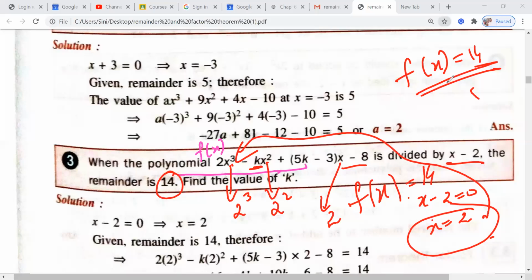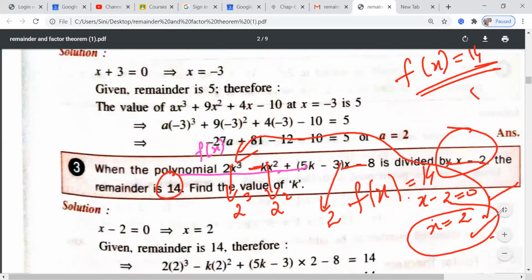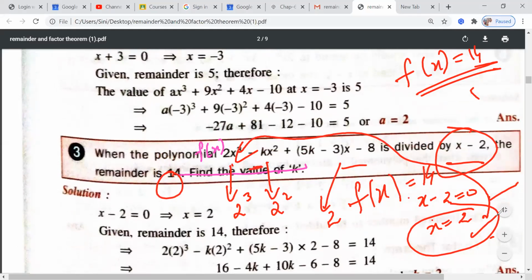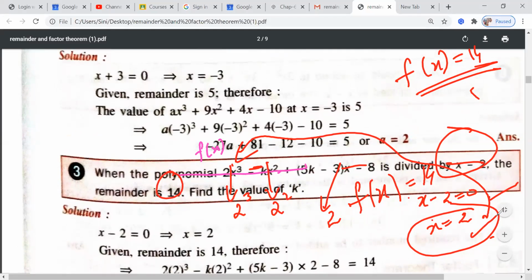Okay, so in this question, what I want to tell you, x minus 2 is equal to 0. Correct? X is equal to 2. That is done in this question.